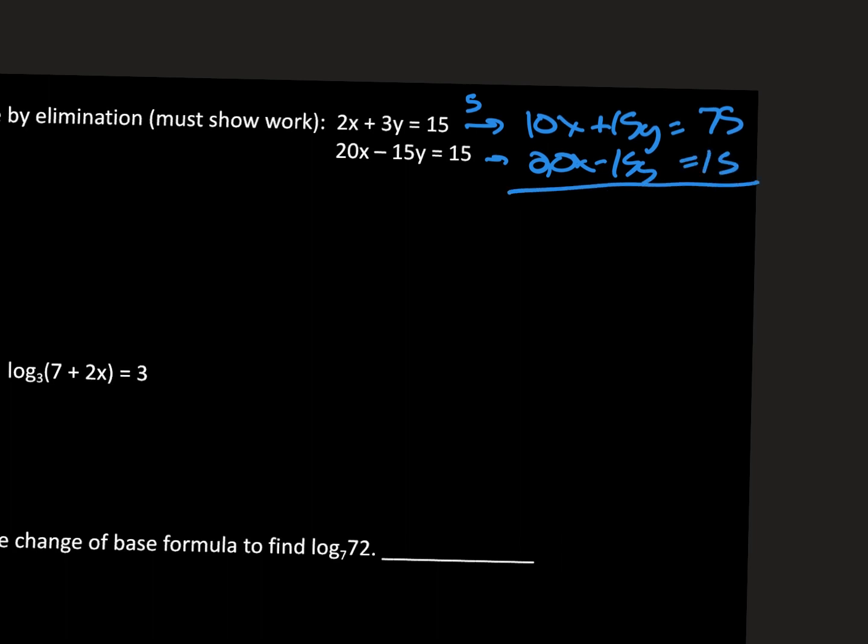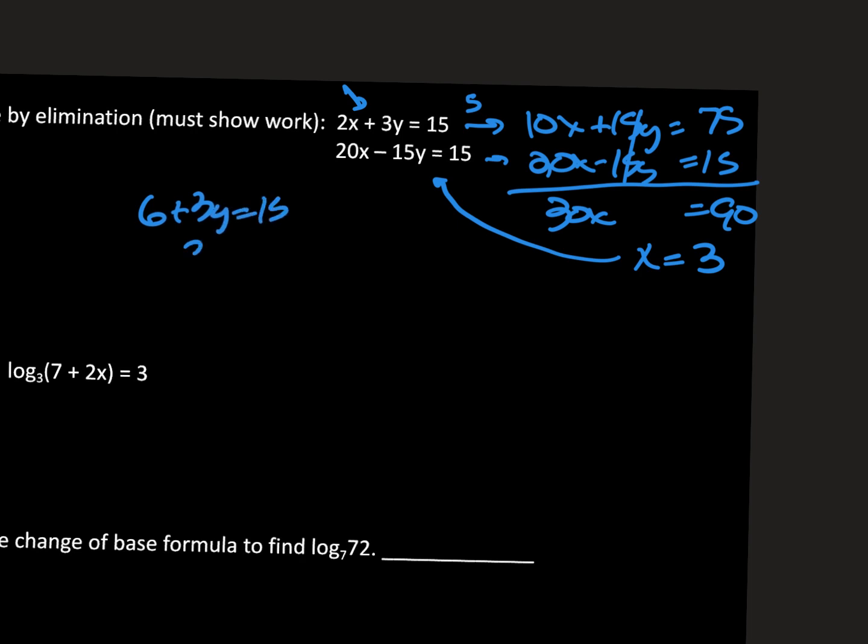And when I work that out, those are gone. It gives me 30x over here and 90 over there. If I divide by 30, that's 3. I'm going to take that 3 and plug it up on the top one because that's the quickest one. It's the smallest numbers. 2 times 3 is 6, plus 3y is 15. Move the 6 over. Going to get 9. Divide by 3. You also get 3, so the answer, 3, 3.